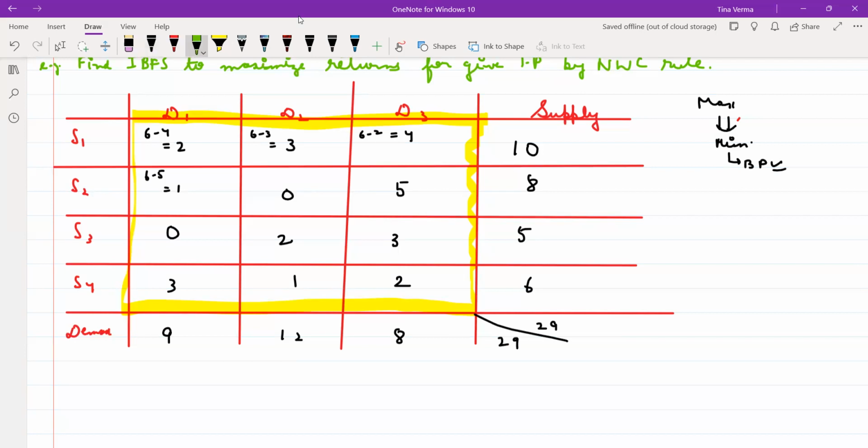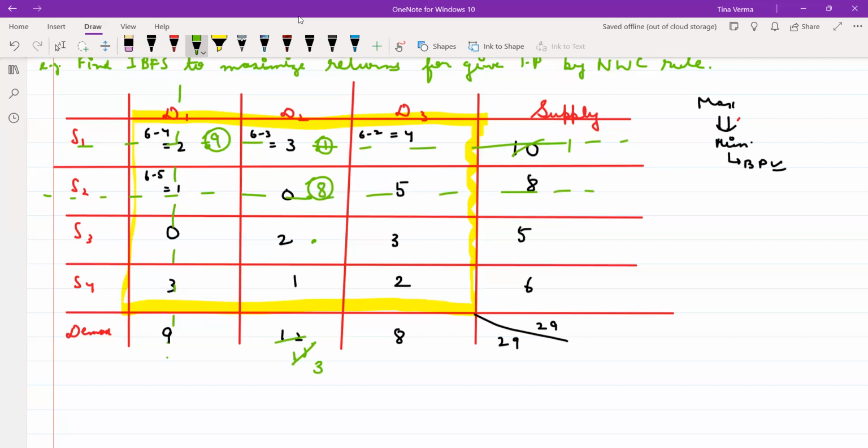So what is your northwest entry? This is northwest entry. Minimum of 10 and 9 is 9. What will you cut, row or column? Column. And here will be 10 minus 9, that will be 1. Now what is your next northwest entry? The minimum of 1 and 12 is 1. What will you cut, row or column? The next entry is 0, right? And here the minimum of 8 and 11 is 8. What will you cut? And 11 minus 8 will be your 3.